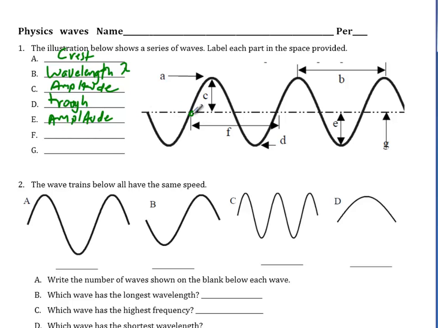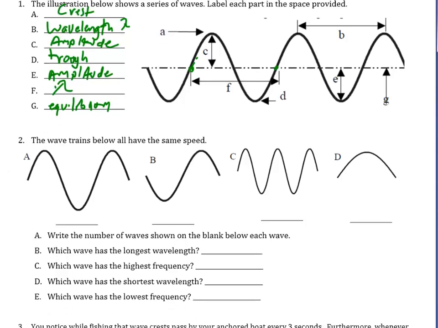F is from this point on a wave to an identical point on the next wave, so that's also a wavelength. And then G is what we call the equilibrium position, right? If the wave stops, that's where everything will come back to. That's the equilibrium or rest.